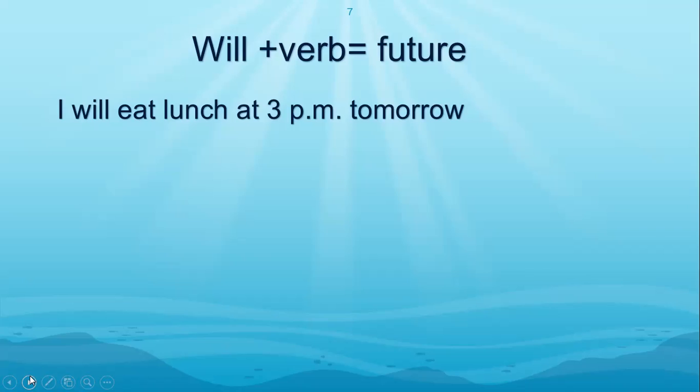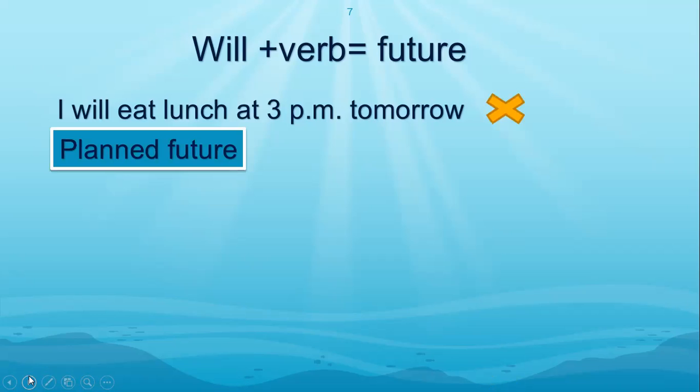Otherwise, you will say, I will eat lunch. Okay, it is wrong. Why wrong? It is wrong because it is a planned future. You had to write down the notes, right? Write down notes and see. It is a planned future. Planned future, so it is wrong.